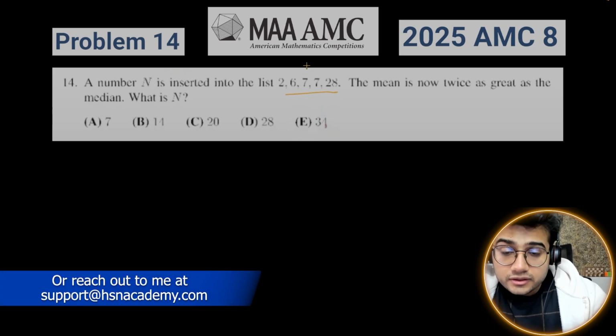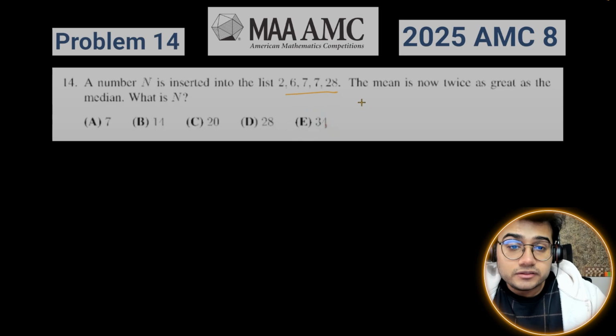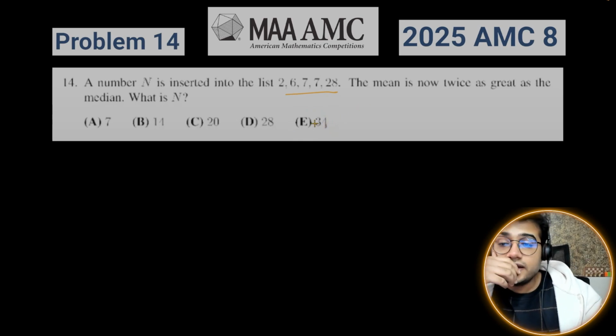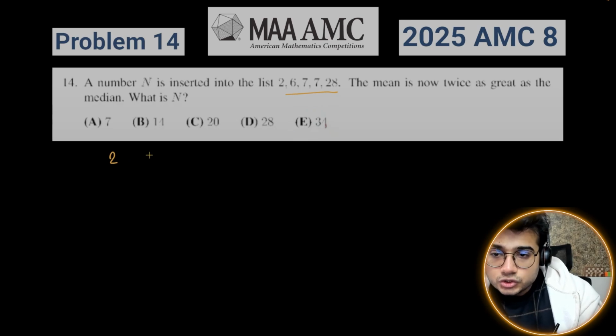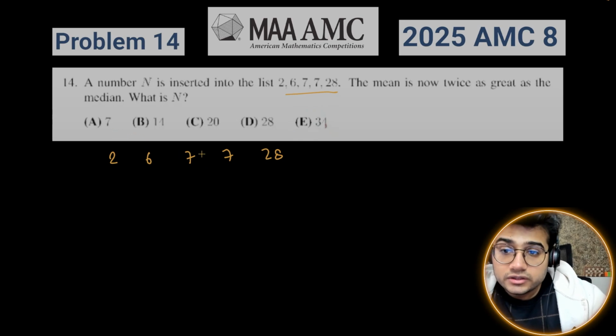Okay, so in this problem we have a list of 5 numbers, and we are inserting another number n somewhere here so that the mean is now twice as big as the median. So we can see the numbers are 2, 6, 7, 7, and 28. As you can see from the answer choices, all the answer choices are 7 or greater. So they're going to be here or somewhere here.